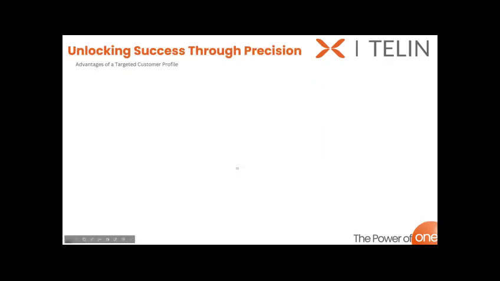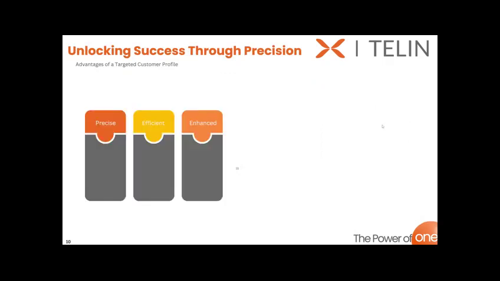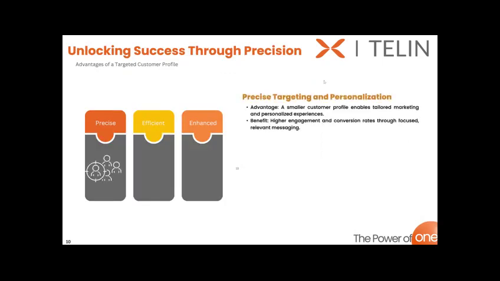Now, I want to talk about some of the benefits of a targeted ICP. One of the first and foremost is going to be precise targeting and personalization. Well, what's the advantage of that? A smaller customer profile offers the advantage of enabling tailored marketing and personalized experiences. This is facilitated by a thorough understanding of a specific customer's needs and preferences within this focus group.